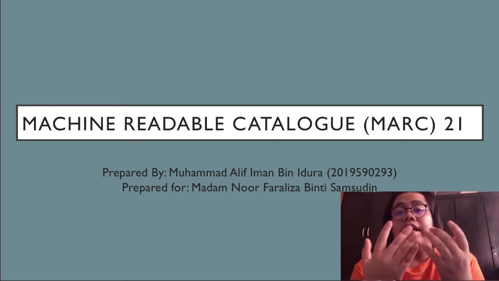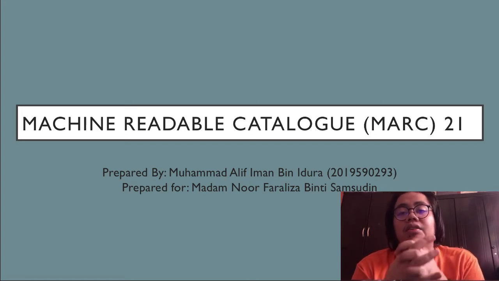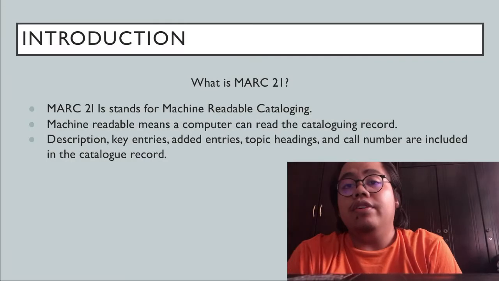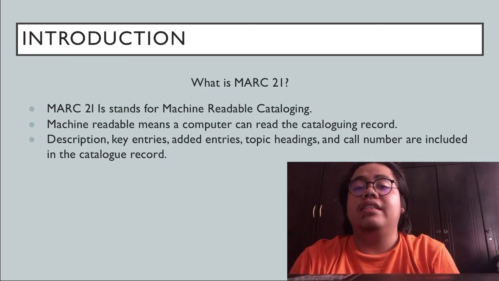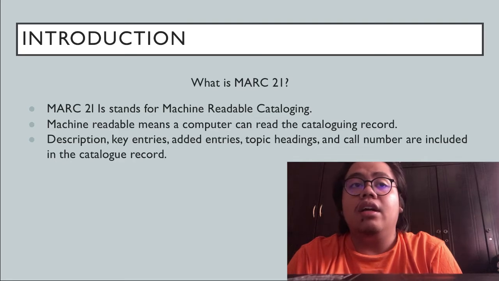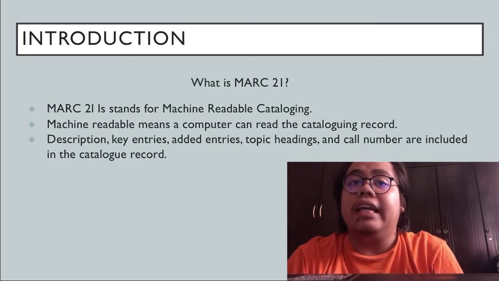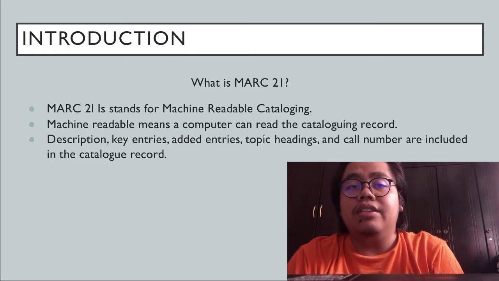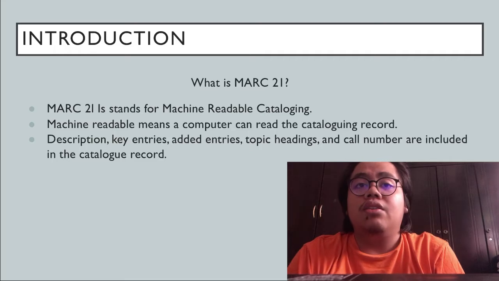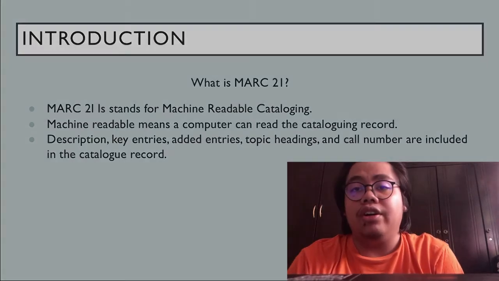Today, I would like to present about Machine Readable Catalogue or MARC 21. For the introduction, MARC 21 stands for Machine Readable Cataloging, and Machine Readable means a computer that can read the cataloging record. Descriptions, key entries, added entries, topic headings, and call number are included in the catalog record.